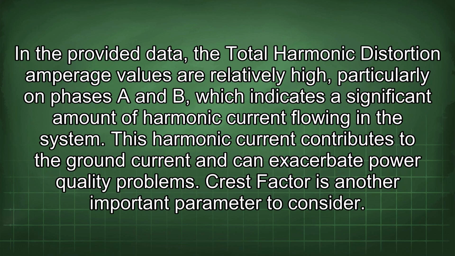In the provided data, the total harmonic distortion amperage values are relatively high, particularly on phases A and B, which indicates a significant amount of harmonic current flowing in the system. This harmonic current contributes to the ground current and can exacerbate power quality problems.